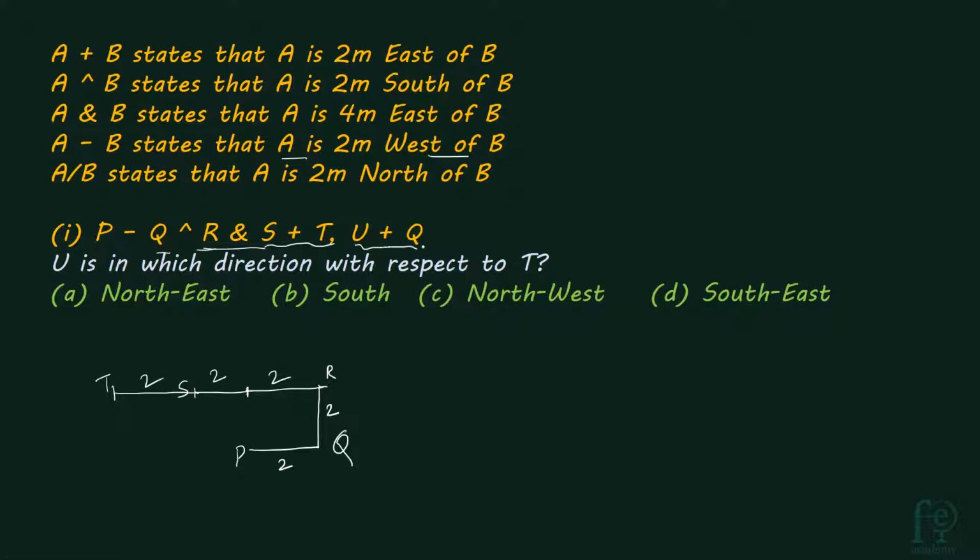And then U plus Q. U plus Q means U is 2 meters east of Q. So U should come here and this is 2 meter. U is in which direction with respect to T? So U is here and T is here. So U is towards the east and then south, so southeast. So U is in southeast direction with respect to T, as you can see here.